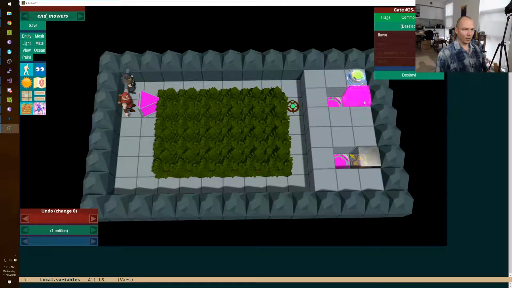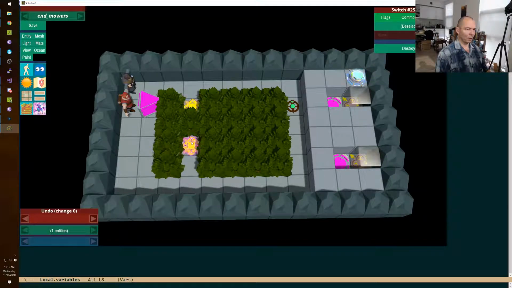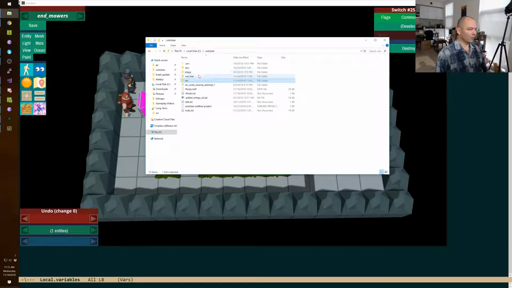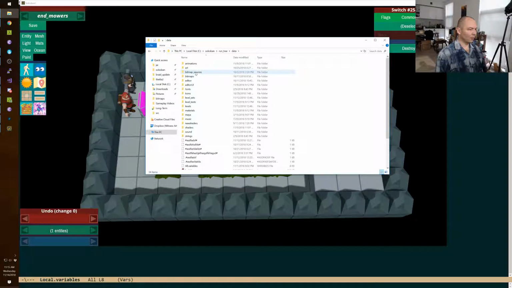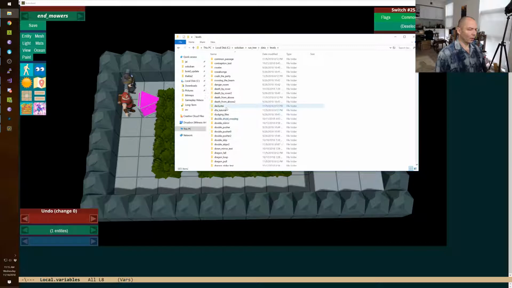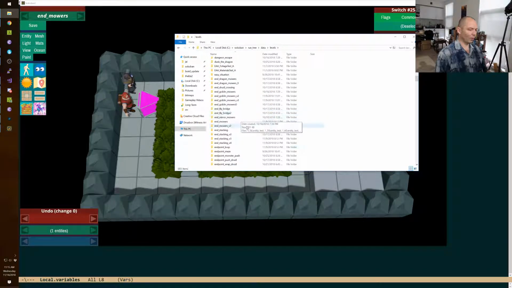So this one is flavor 1. This one is flavor 0. That's flavor 1. That's flavor 0. What? Data levels. End mowers. I want to see if Matt changed this on purpose. It doesn't feel that way.